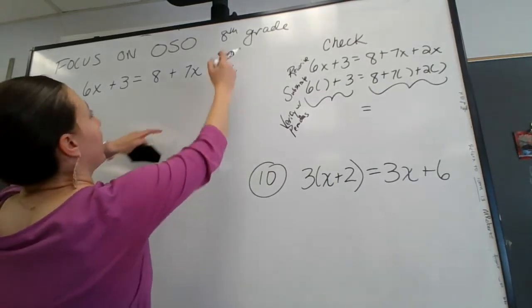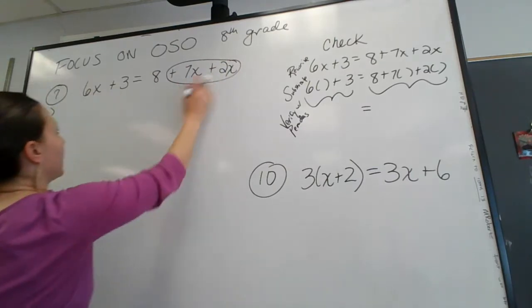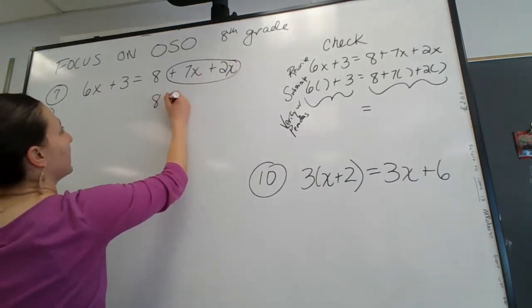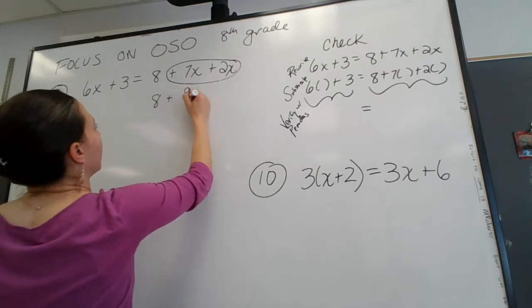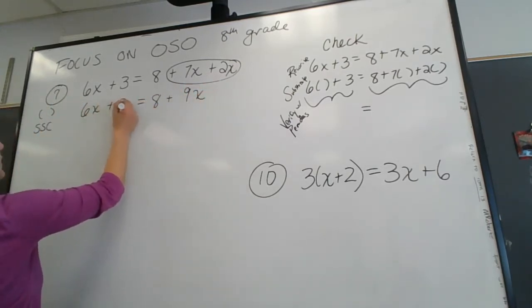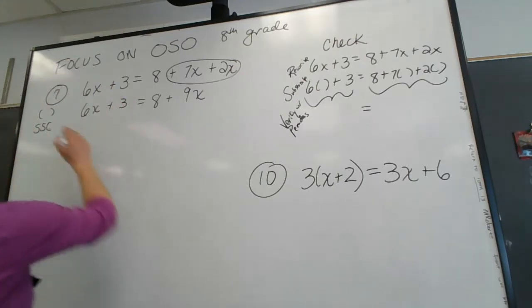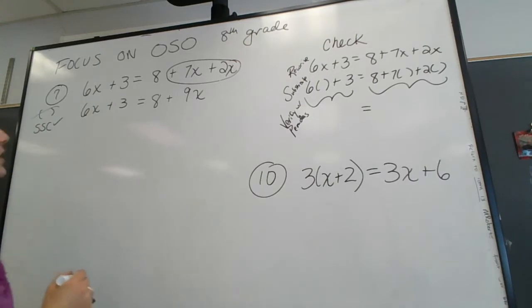Over here, I have some that are both like Xs with Xs. The 8 is by itself. 7 and 2 make 9 Xs. I didn't do anything over here, so I'm going to keep it the same. Okay, there wasn't any parentheses. I just did same side combining.